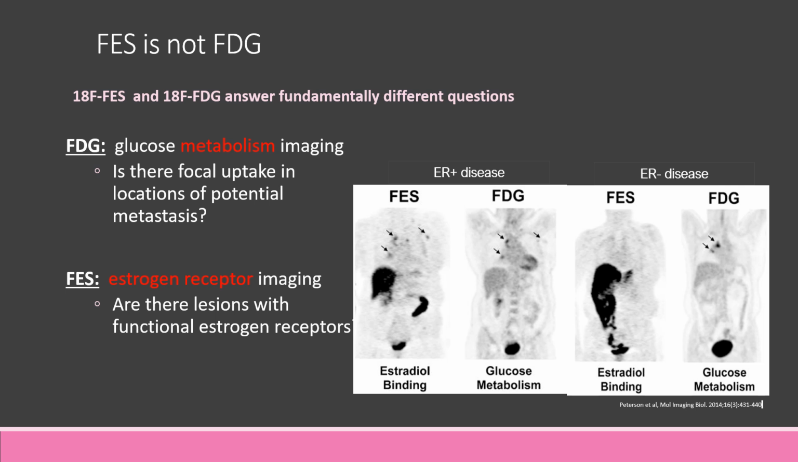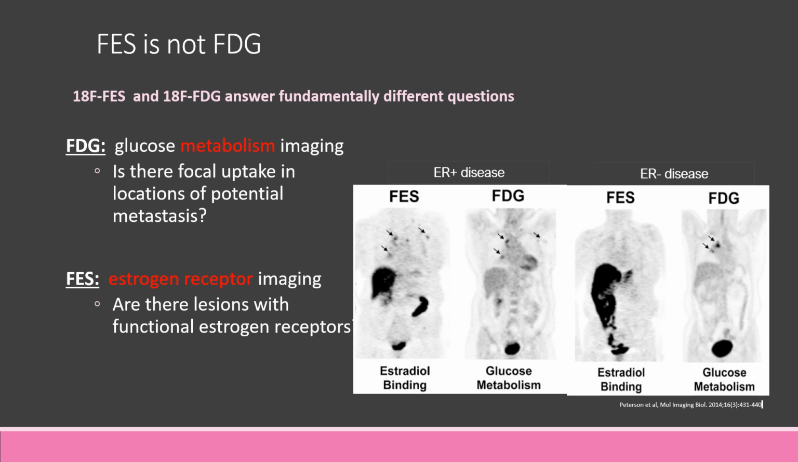ER positive disease is seen on both FES and FDG. If it is indolent disease, it may not be seen on FDG, and the ER negative disease is seen on FDG but not FES, and that's the one that has the worst prognosis. So it may also be helpful to do both scans to identify the heterogeneity. You may have some areas that are positive on FDG and some that are only positive on FES studies.